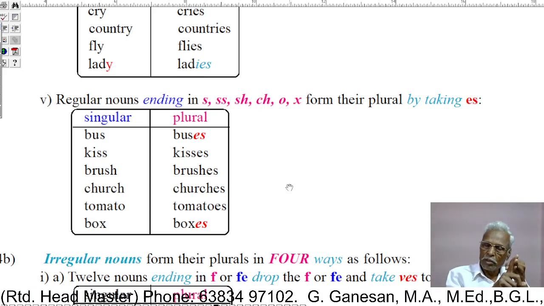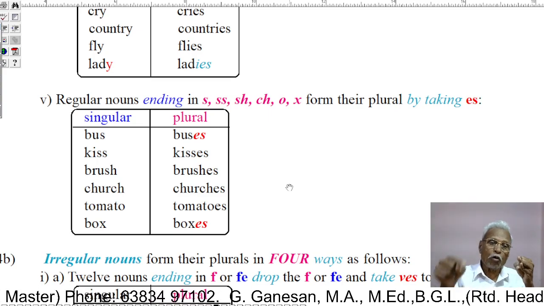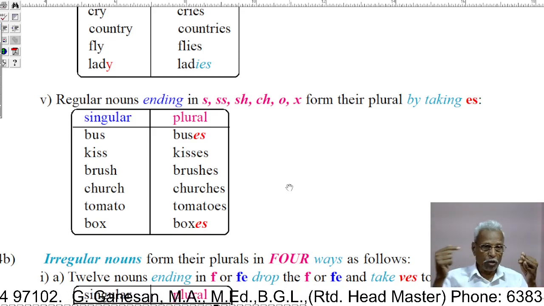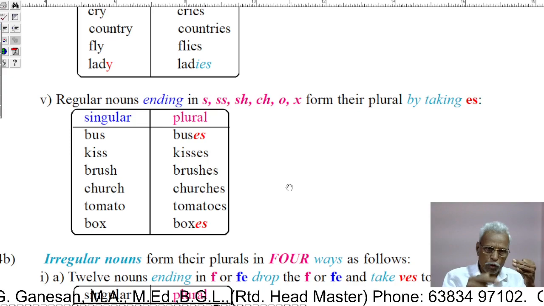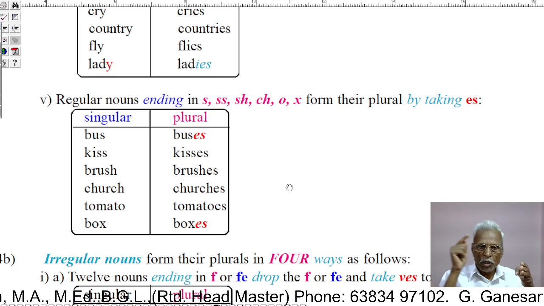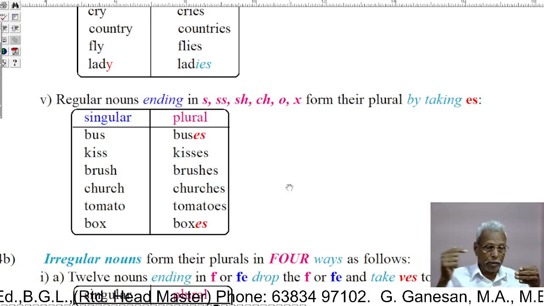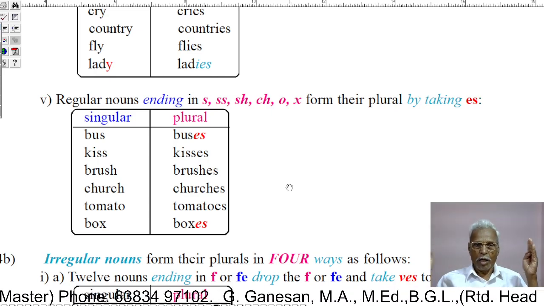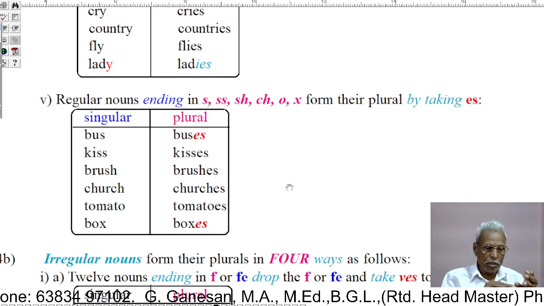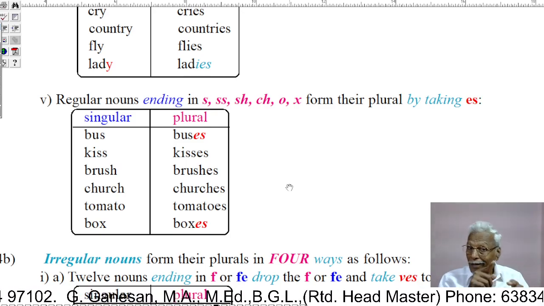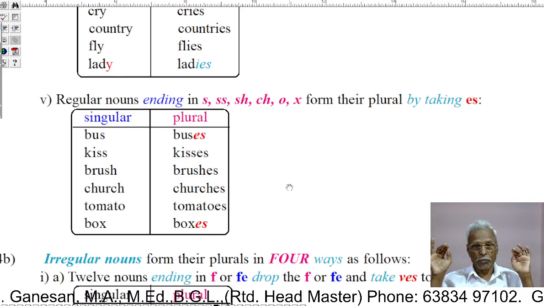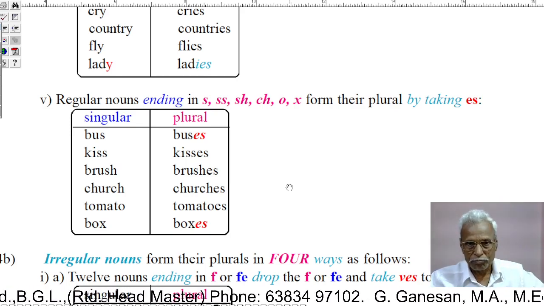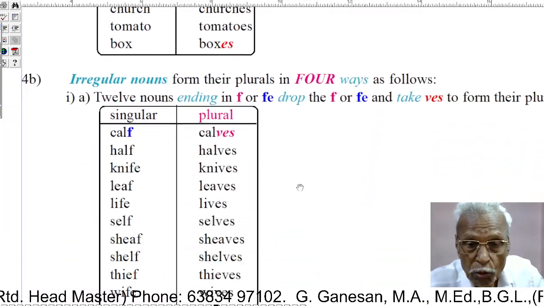Then regular nouns ending in E take S only to form their plural. Rule 3: regular nouns ending in Y preceded by a vowel take S only to form their plurals. Regular nouns ending in Y preceded by a consonant drop the Y and take IES to form their plurals. And regular nouns ending in S, double S, SH, CH, X, O or Z take ES to form their plurals. That's all. So now let us see how the irregular nouns form their plurals.